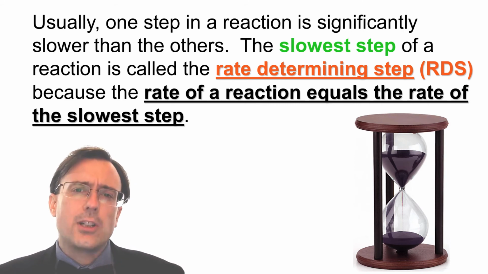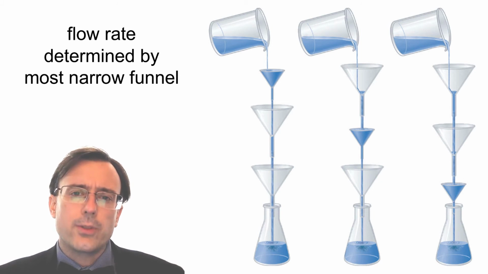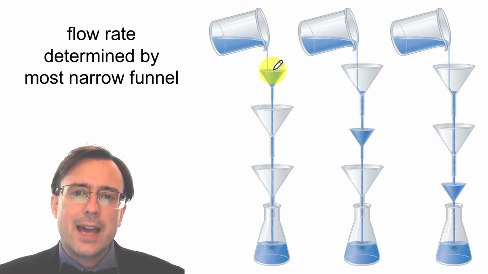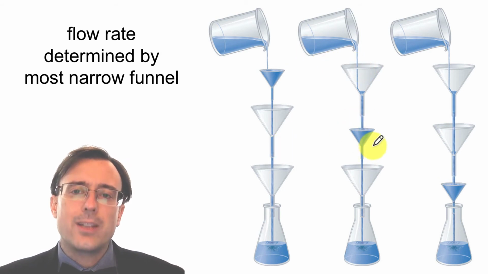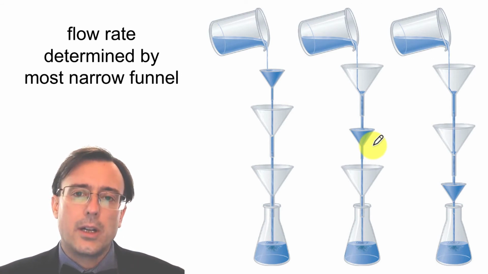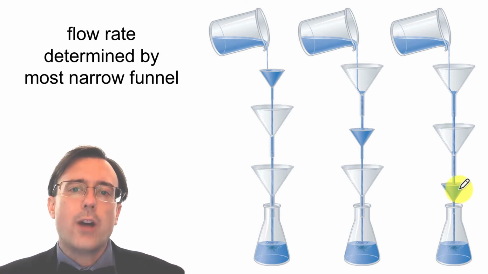To help us visualize that, let's think about three different funnels. One of those three funnels is particularly small and narrow, so the water is going to go through that funnel fairly slowly. No matter where we place that narrow funnel, whether we make it the first step, the second step, or the third step in this process of pouring water out, that narrow funnel is going to be the slow funnel, and it's going to determine how fast the water goes through. So in all three cases, regardless of where we place that funnel, the water is going to go through at the same exact speed.